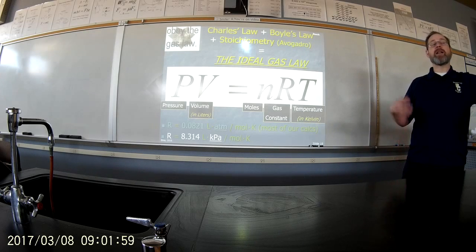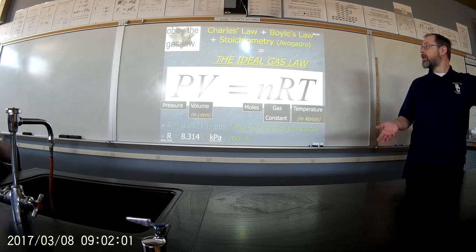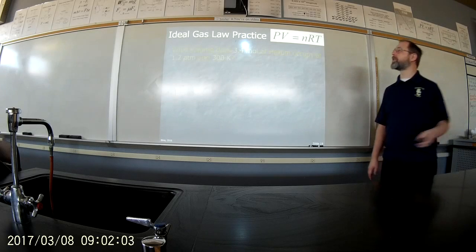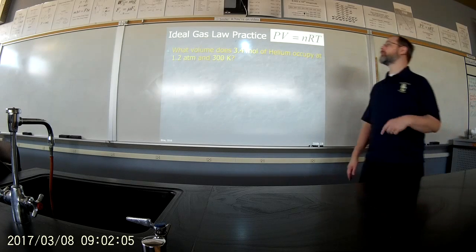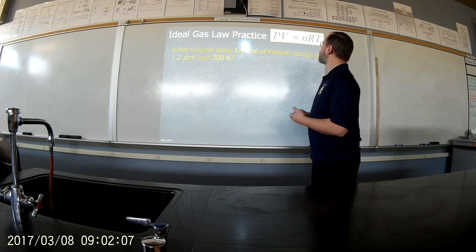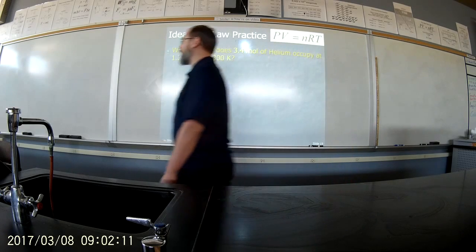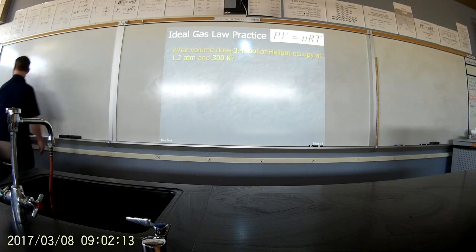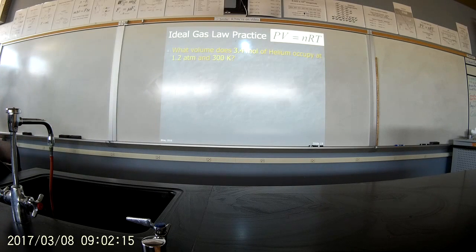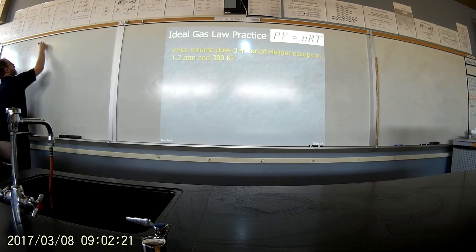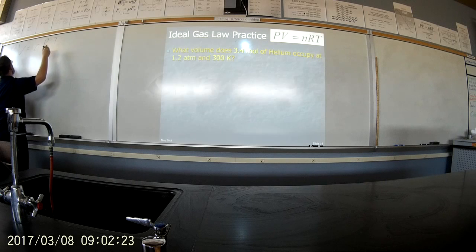All right, so got lots of practice today. So using the ideal gas law, consider this. What volume does 3.4 moles of helium occupy at 1.2 atmospheres and 300 Kelvin? So what we would do, as always, is write our formula down. PV equals nRT. PIV-NERD.